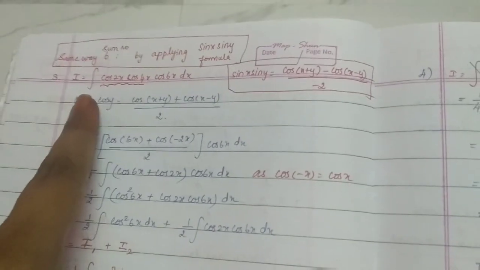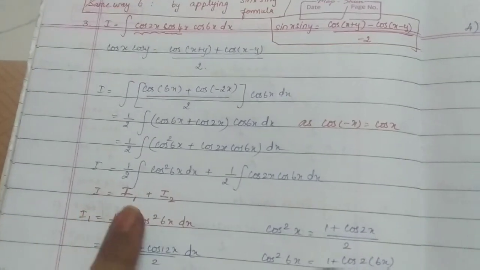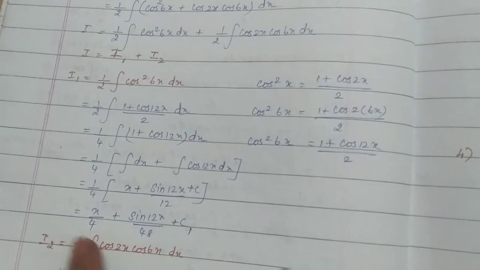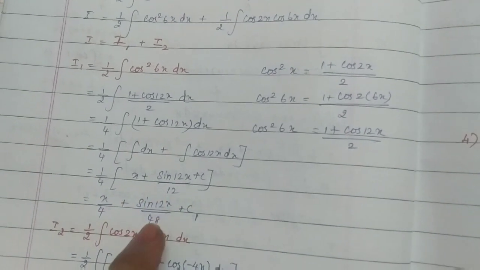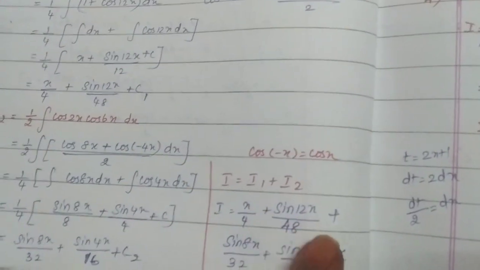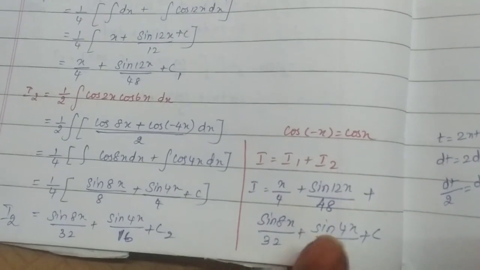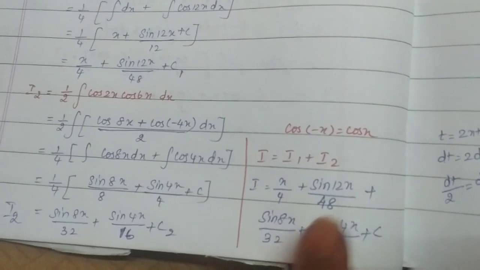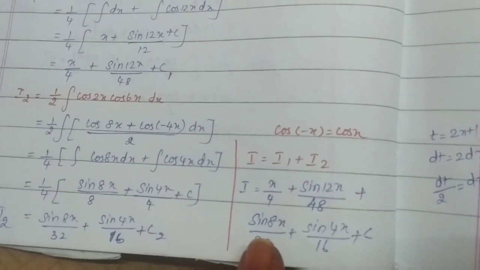Now, I is nothing but the whole integral value that you need to find. So, the integral value is nothing but I1 plus I2. I1 value is x by 4 plus sin 12x divided by 48 plus c1. So, I am writing that along with the I2 integral. That is the value. If there is anything common, you can take it outside, otherwise leave it as it is.